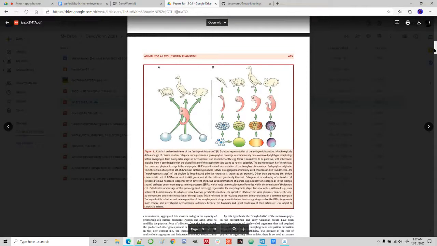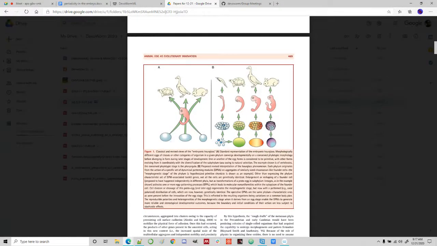So this paper goes through the phylotypic stage here. What he's talking about is that you have eggs that are fertilized and there's a diversity of egg shapes. We talked about this a while back, maybe even the year before, where they looked at all these different types of eggs that exist in nature and were classifying them.